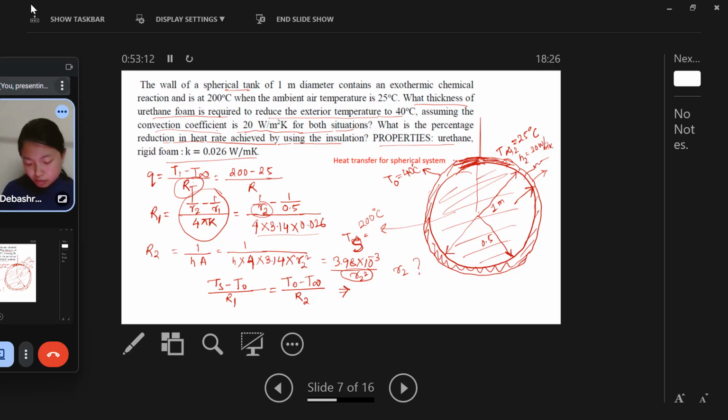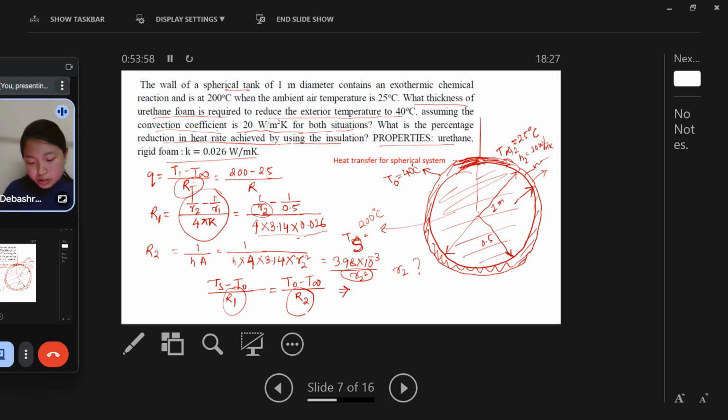Can you calculate how much it is? So Ts is 200, T naught is 40, and T infinity is 25. And R1 and R2 are calculated before only. So everything you know, only R2 you don't know, but you'll get a quadratic equation in R2, which you have to find out by some mathematical methods which you have followed previously during school days, or you can use trial and error, or maybe in a calculator also you can directly calculate.